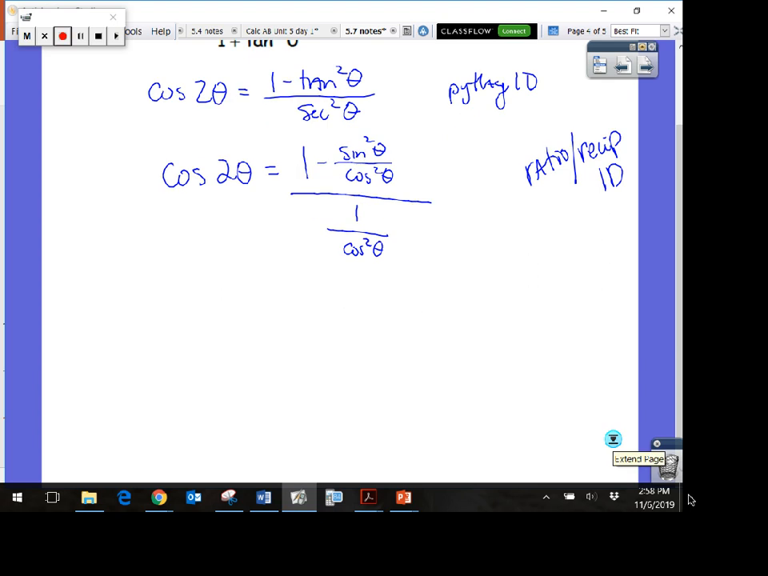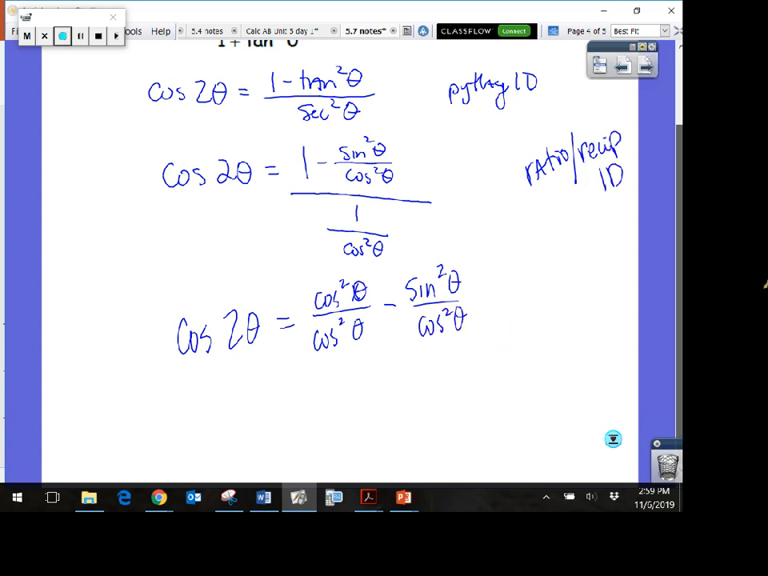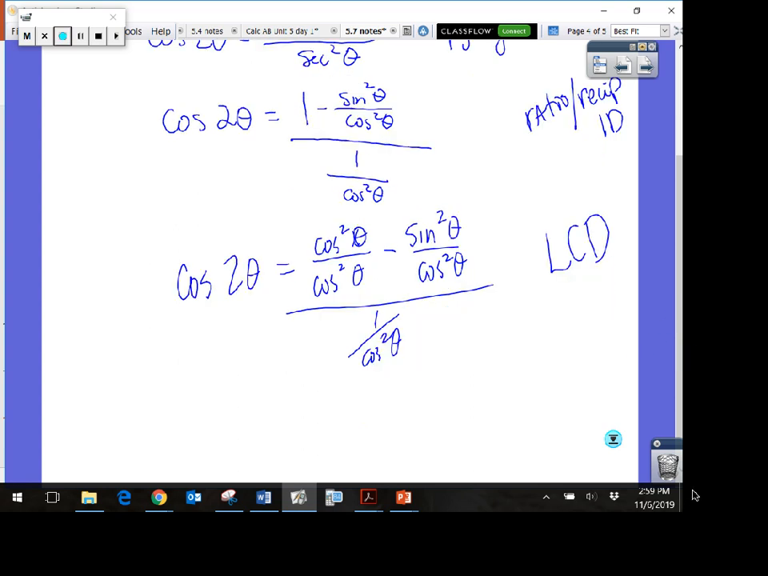Same denominator? Okay, I like that. Cosine 2 theta equals cosine squared theta over cosine squared theta minus sine squared theta, and all over 1 over cosine squared theta. That's a good thing to do right there.